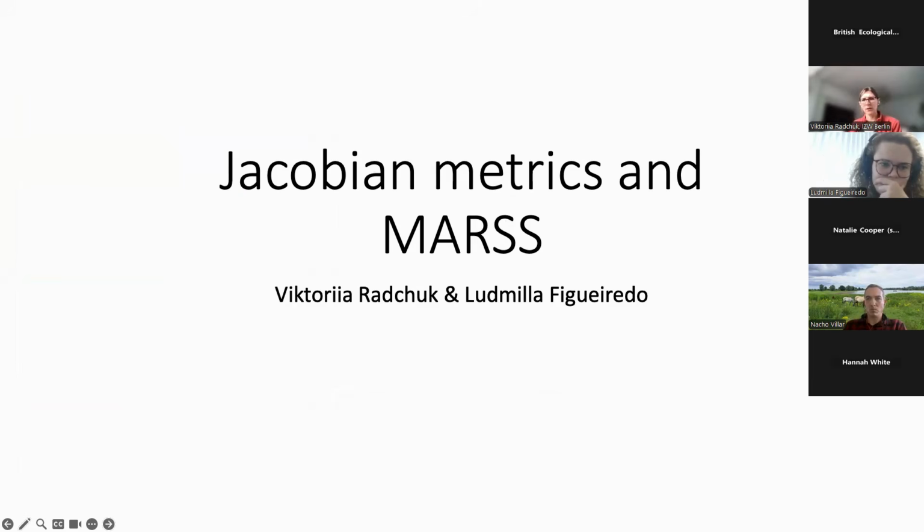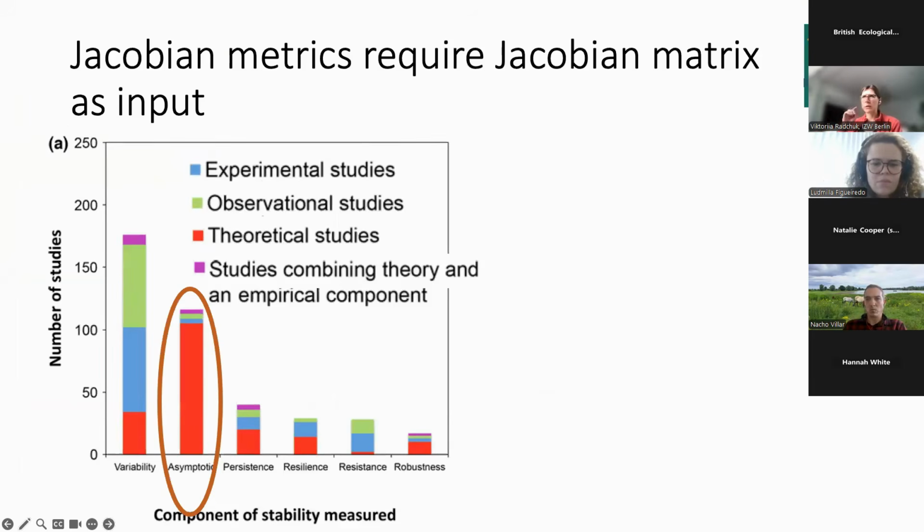Okay, so thanks a lot, Ludmila. Ludmila has presented to you one set of functions that we have in estar, functional stability metrics, and I will focus on Jacobian stability metrics. Jacobian stability metrics are those that were mainly used by theoreticians up to now. So in that plot by Ian Donohue and colleagues that Ludmila has already shown, these asymptotic stability properties that Donohue calls asymptotic, that's what we call Jacobian.